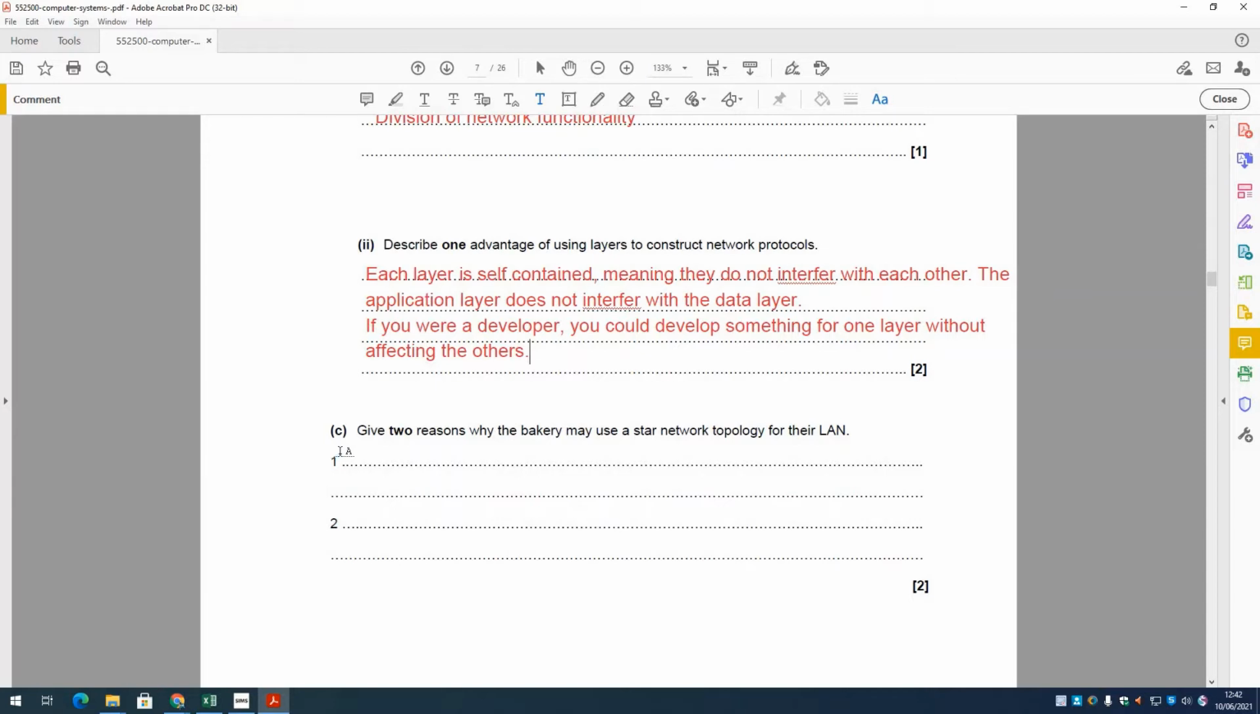Part C, give 2 reasons why the bakery may use a star network topology for their LAN. So basically what we're after here are the advantages of using star. Remember, a star is the one where you've got a central node or a switch or a server in the center, and all of the others connect to it. The main benefit of that is that if one device goes down, the network keeps running.